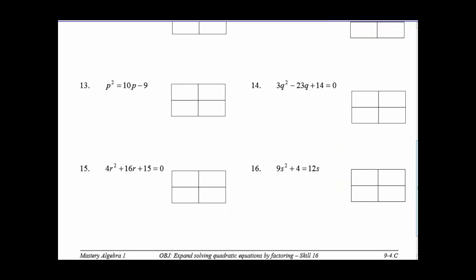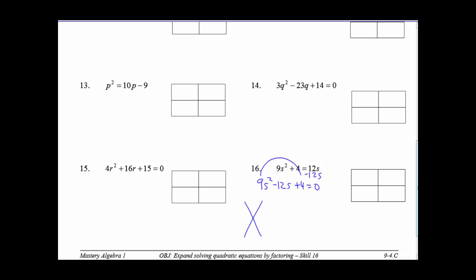Let's get down to number 16 here. All right, again, we're going to look at our quadratic. The highest degree is a 2. We're going to subtract the 12s. By subtracting the 12s, we now put this in standard form. We'll get 9s squared minus 12s plus 4 equals 0. Okay. It is in standard form. Is there anything in common we can factor out? We have a 9s squared, 12s, 4. No. Okay. So now we're going to look to factor.